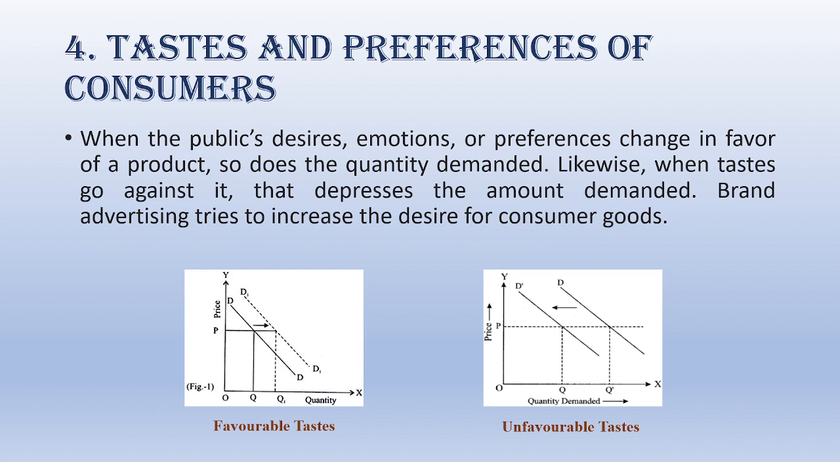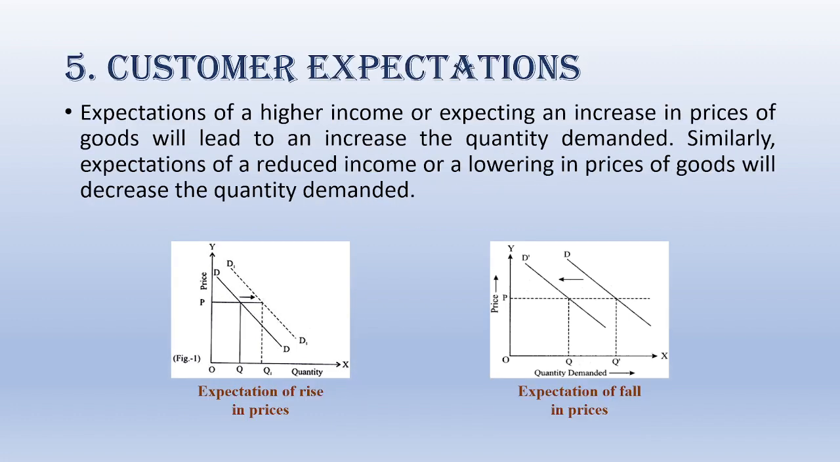Then we have taste and preferences of the consumer. The demand is also affected by people's desires, emotions, and preferences. If my preference and taste are in favor of that product, my demand will increase, and my demand curve will shift from DD to D1 D1, a rightward shift. While if my taste and preferences are against the product, then my demand will decrease, and it will imply a leftward shift from D to D dash.